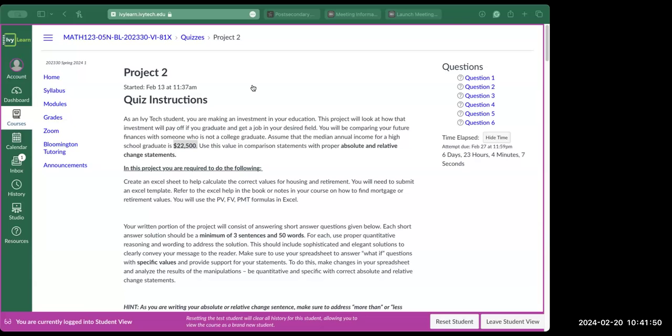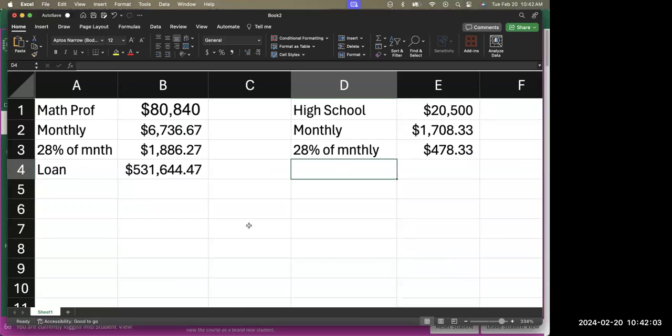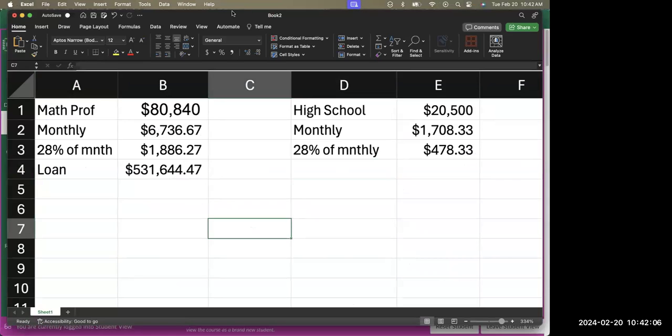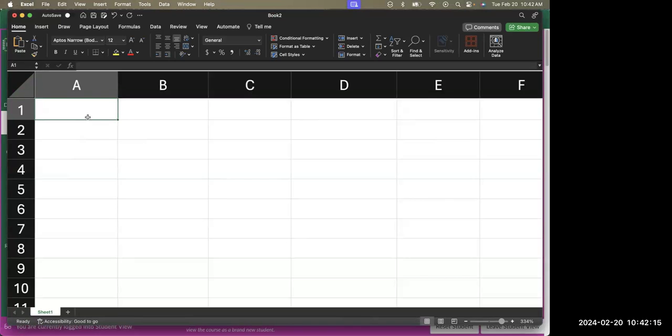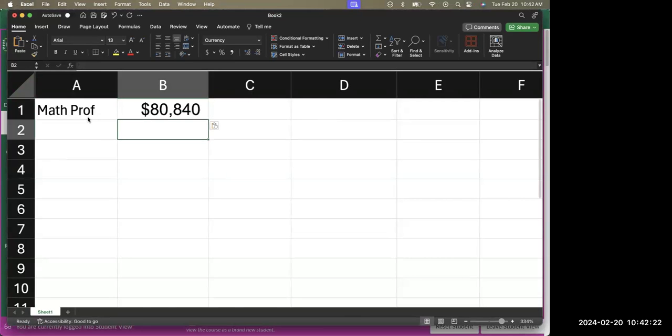Oh no. Oh, is it not showing my... It wasn't showing my... Oh, goodness, guys. I am so sorry. I thought it was showing that. All right. I do apologize. So here's my spreadsheet.